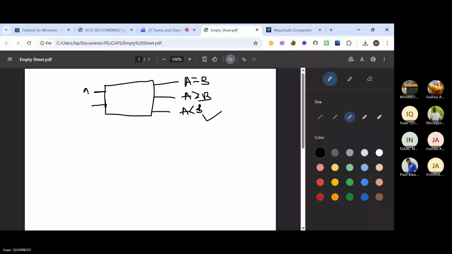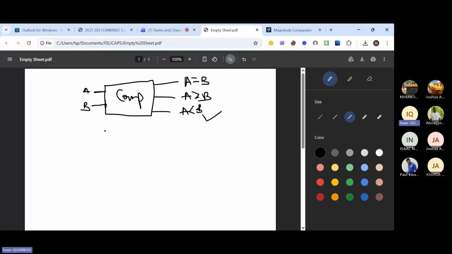This is just the basic idea of a comparator that you need to know. It is just used to perform a comparison operation to determine whether one number is bigger than the other, is smaller than the other, or is equal to the other. That is all. Sometimes you might be given up to, let's say, 4 inputs or 8 inputs. This is how to handle it.